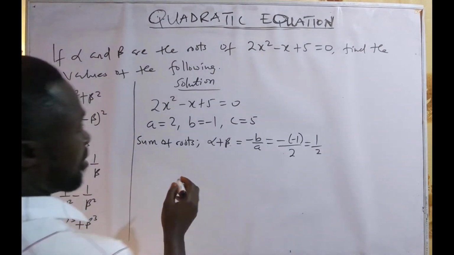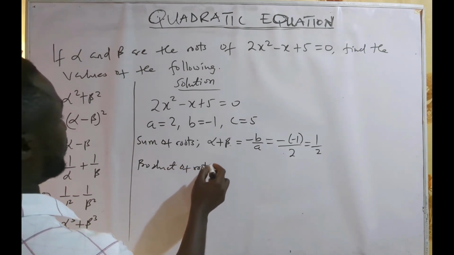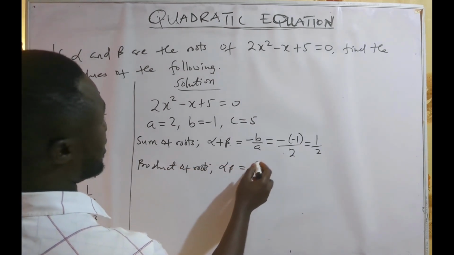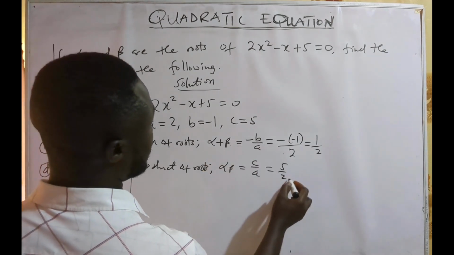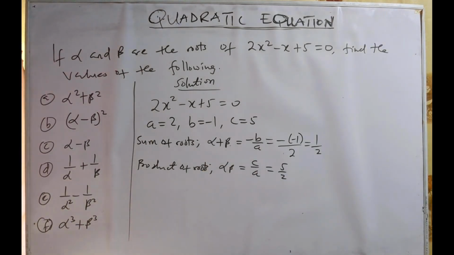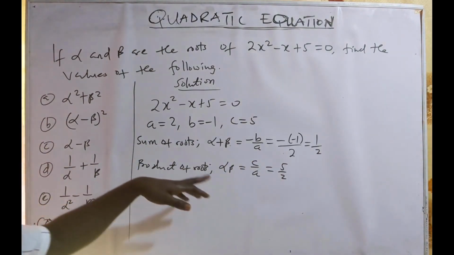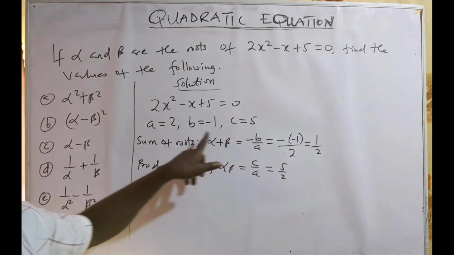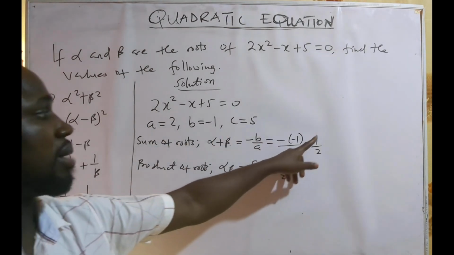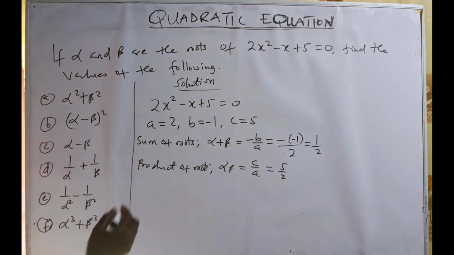All right. Then we find the product of roots. That is alpha beta, and that is c on a. What is our c? 5. And what is our a? 2. So 5 on 2. So before we can find alpha square, beta square, and what is left, we need to know our alpha plus beta and our alpha beta. So alpha plus beta is minus b over a, minus the b is -1 over the a, which is 2. So minus minus 1 become 1 over 2, and then c over a, that is 5 on 2. So now we can solve our question.